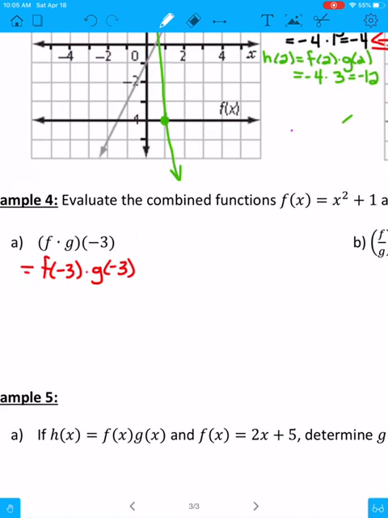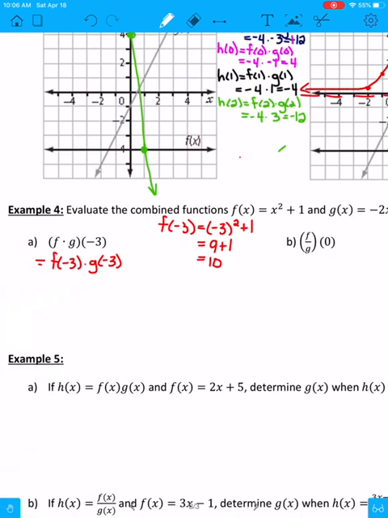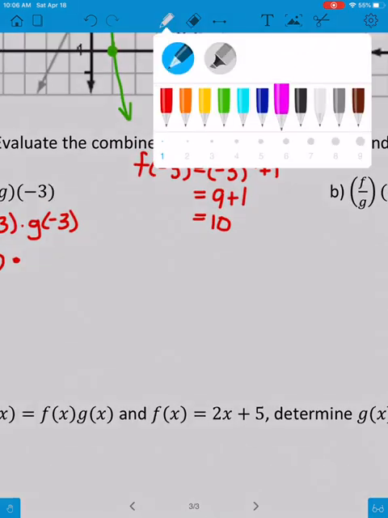So I'm going to find f of negative 3 off to the side. I'm going to get negative 3 in brackets squared plus 1. Negative 3 squared is 9 plus 1, which is 10. So f of negative 3 equals 10 times, then I have to do g of negative 3 off to the side.